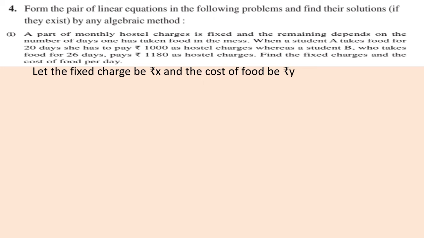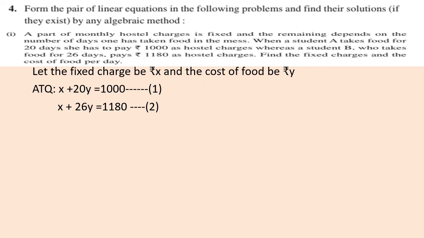Then the student A takes food for 20 days. She has to pay rupees 1000. That means fixed charge is x plus 20 multiplied by cost of food, that is y, equal to 1000. That is our first equation according to the question. Then student B who takes food for 26 days pays rupees 1180. That is fixed charges x plus took the food for 26 days. So x plus 26y equal to 1180. That is our second equation.